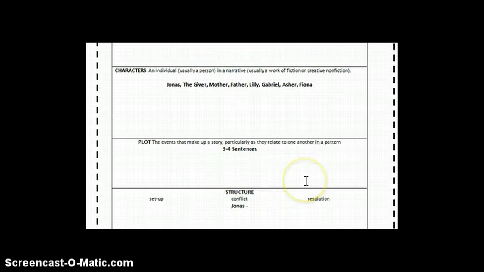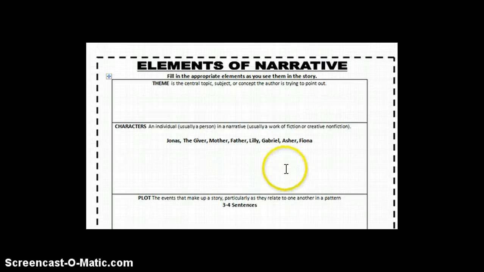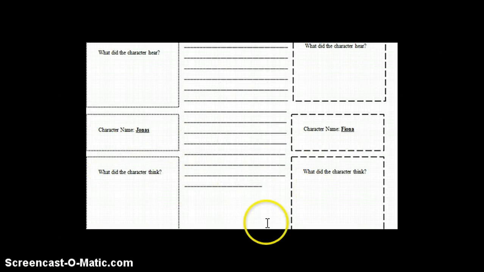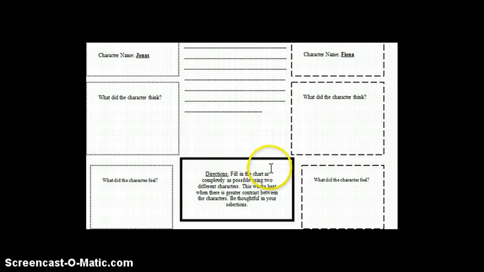Okay, this is one that you should be able to do on your own. We've already done a couple of the boxes, but you should be able to fill in the rest of it on your own. Page 9 was over chapters 7 and 8. So if you did not do this, you're going to have to go back and probably read it again to tell me about Jonas's perspective and Fiona's during the ceremony. This should be most of the way filled up, this summary. And then all these boxes should be full.